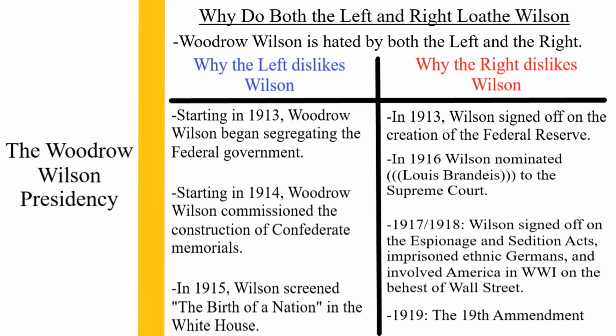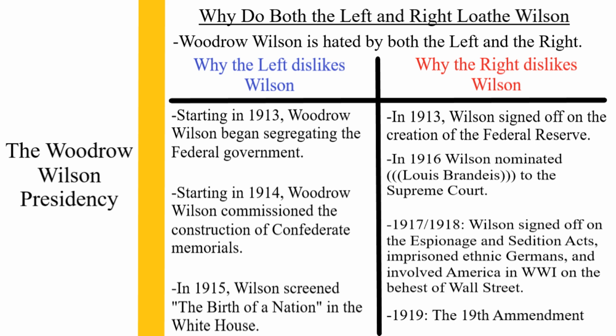Going over to the right side and seeing why the right dislikes Wilson: in 1913, Wilson signed off on the creation of the Federal Reserve. In 1916, Wilson nominated Louis Brandeis to the Supreme Court. In 1917 through 1918, Wilson signed off on the Espionage and Sedition Acts, imprisoned ethnic Germans, and involved America in World War I at the behest of Wall Street. We will get into that in a future slide.